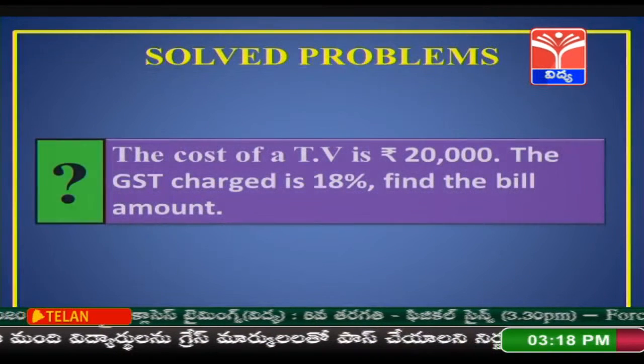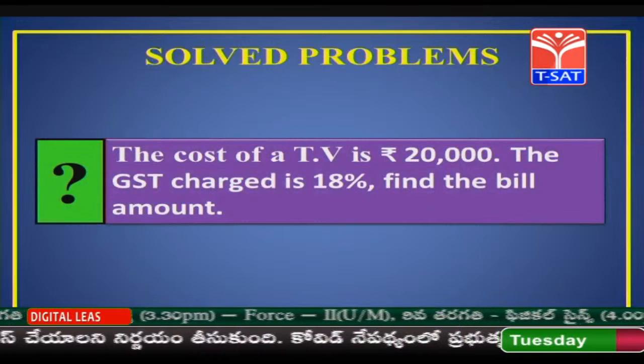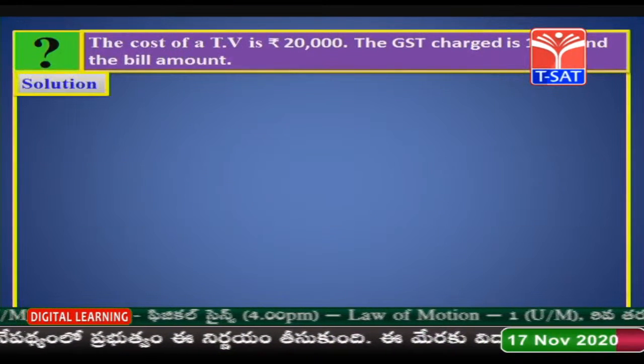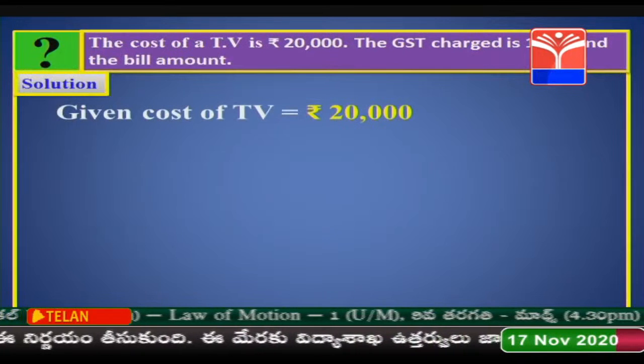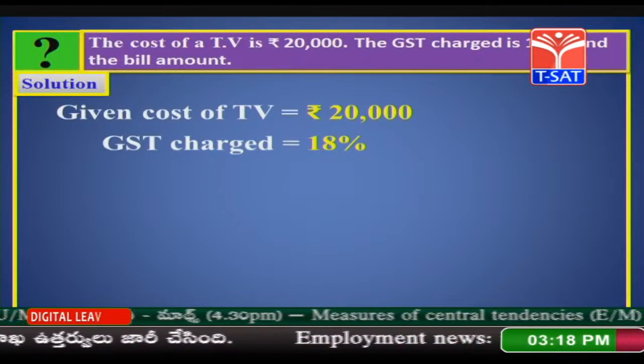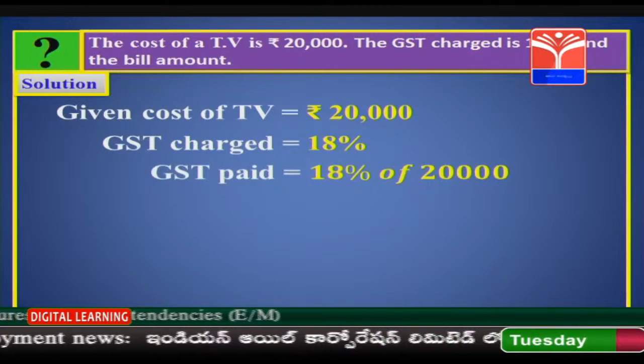The cost of a TV is 20,000 rupees and the GST charge is 18%. Find the bill amount. Let us start with the solution. Given cost of TV is 20,000 and the GST is 18%, and GST paid should be how much?